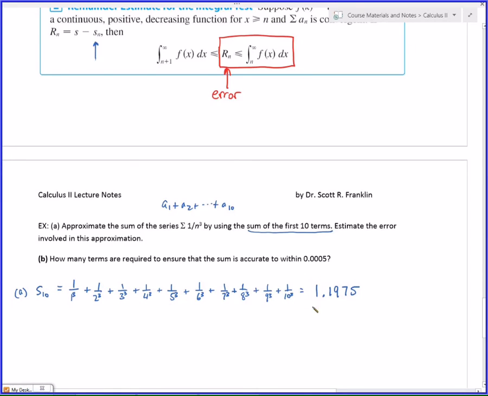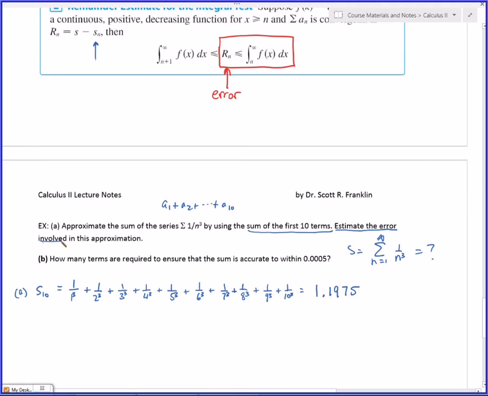The question is, how close is this to the full sum from n equals 1 to infinity of 1 over n cubed? We don't know what that equals. But we know it's going to be close, but how close? I mean, is it possible that the sum is like 2 and I just haven't got there yet? Is it 20 and I haven't got there yet? Or is it 1.2 something, 1.19? How close am I?